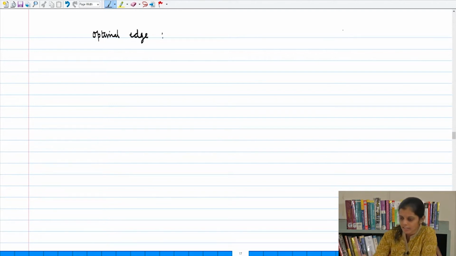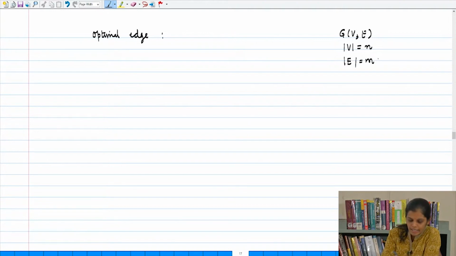So we know that we have the graph G(V, E), and we have always been using the terms n for the number of vertices and m for the number of edges. Now let us take an edge and ask when is it an optimal edge.